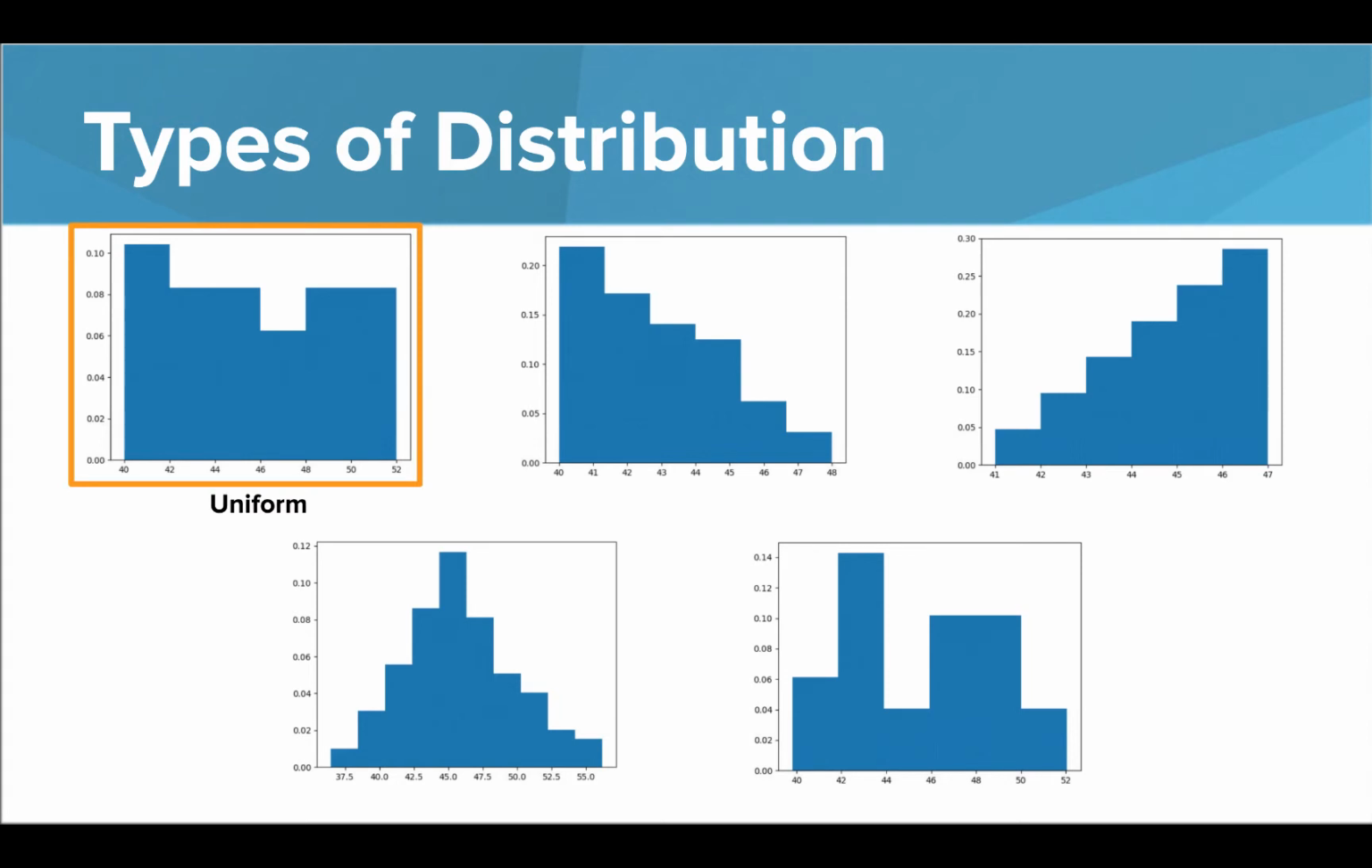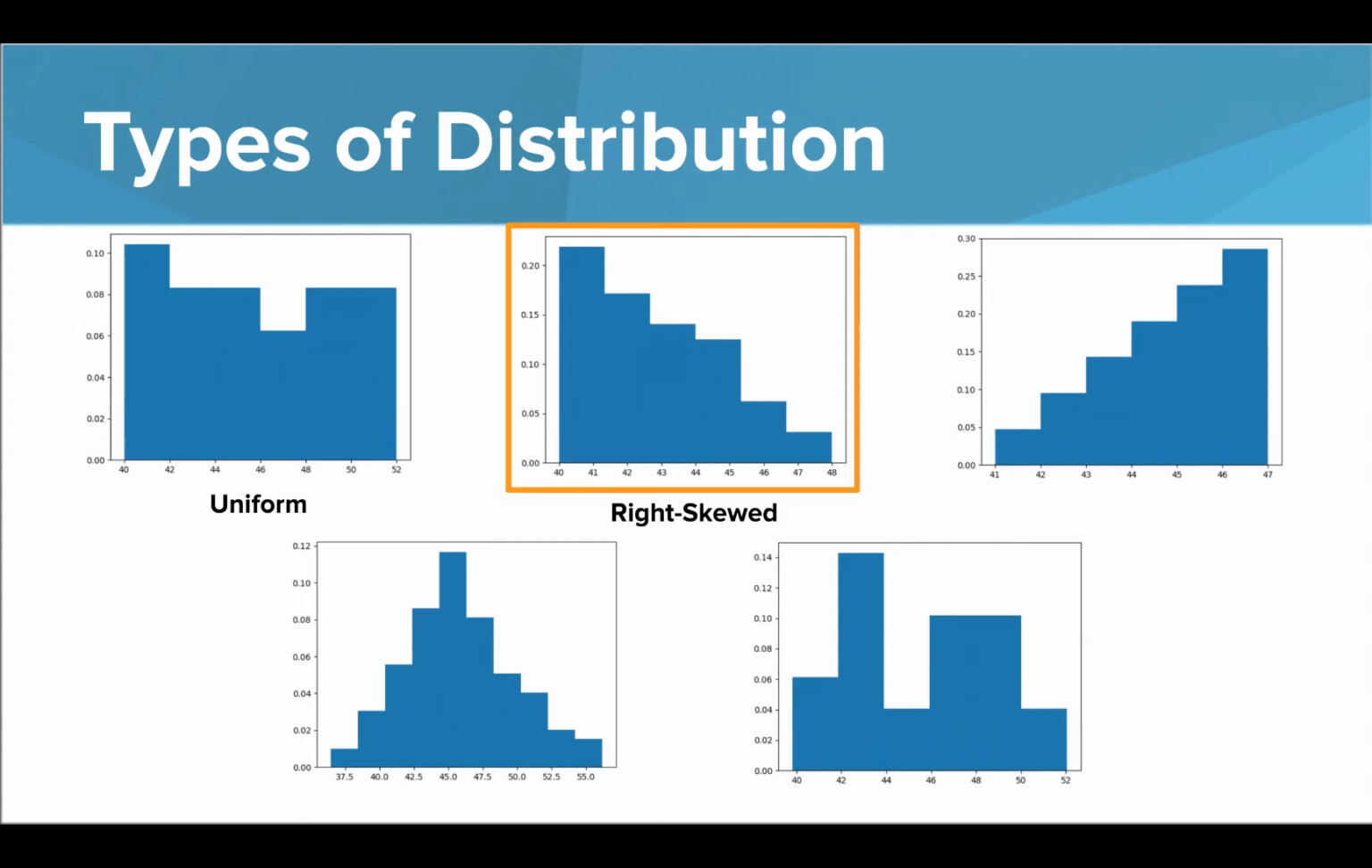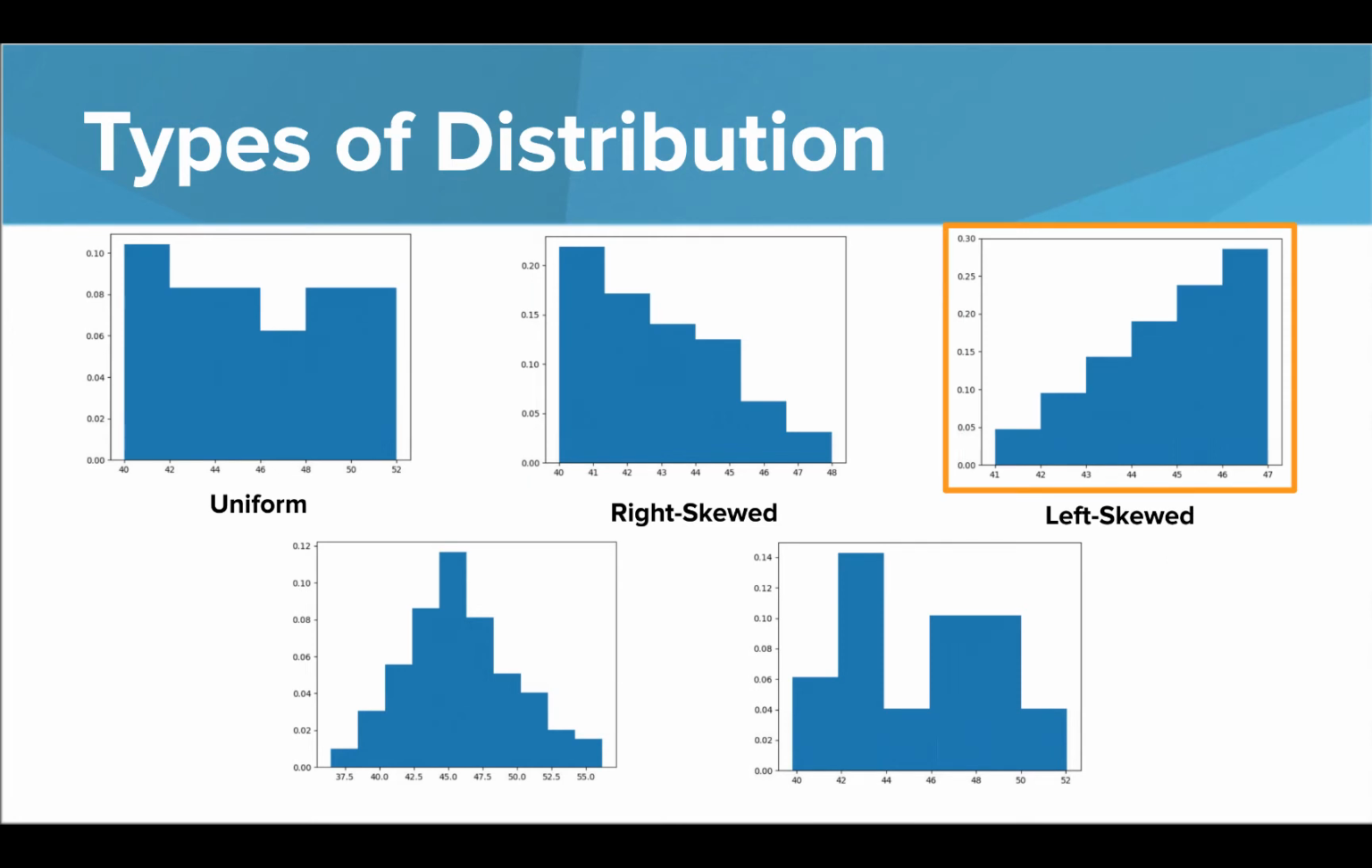This graph displays a uniform distribution. All of the values here have a similar frequency across the board. Here, most of the data lies on the left side of the graph, and the tail of the graph is on the right. This is called right-skewed data. This histogram shows the opposite distribution, with the highest distribution on the right side of the graph and the tail on the left. This is considered to be in a left-skewed pattern.